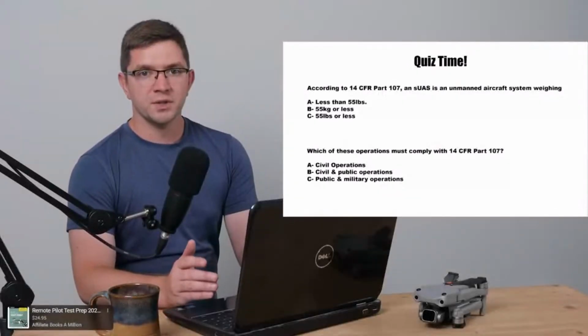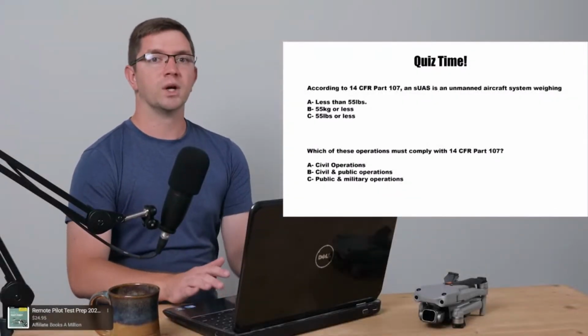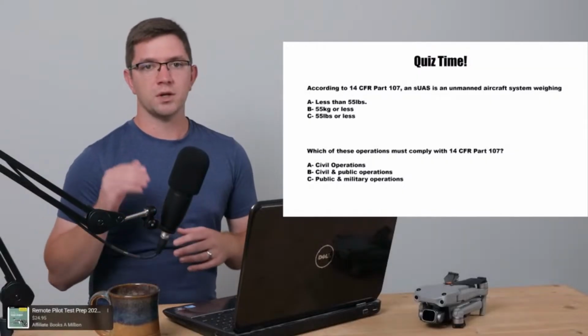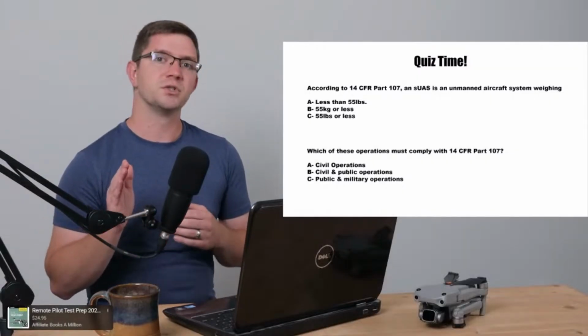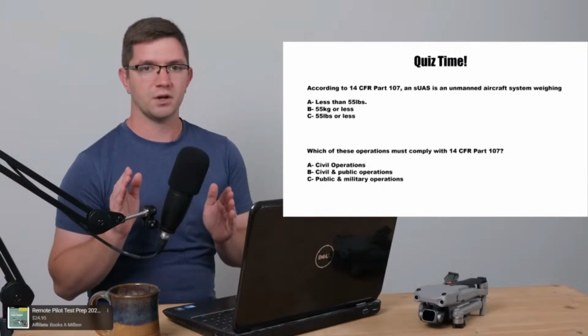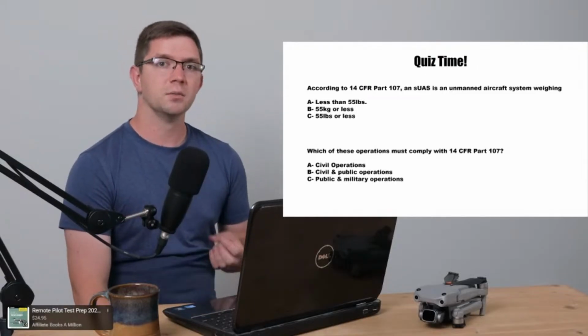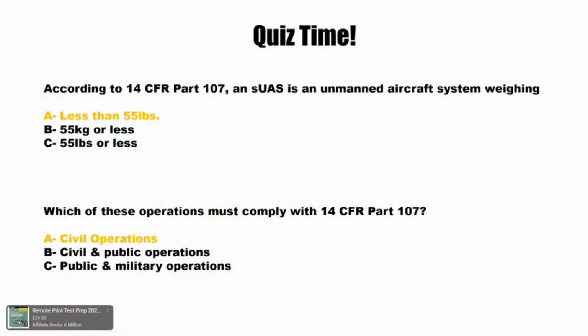For the first question, because it's a small UAS, it has to weigh less than 55 pounds. But again, small UAS can weigh between 0.55 pounds, which is 250 grams, and 55 pounds. Then we have the second question, which is A, because the definition of Part 107 is the adoption of civil small UAS operations in national airspace. So civil operations is the answer.